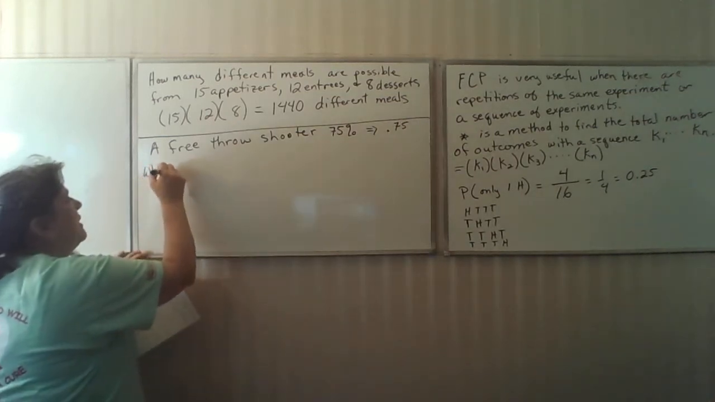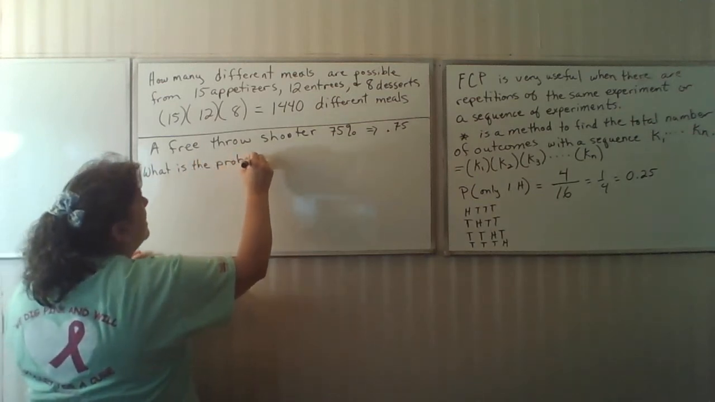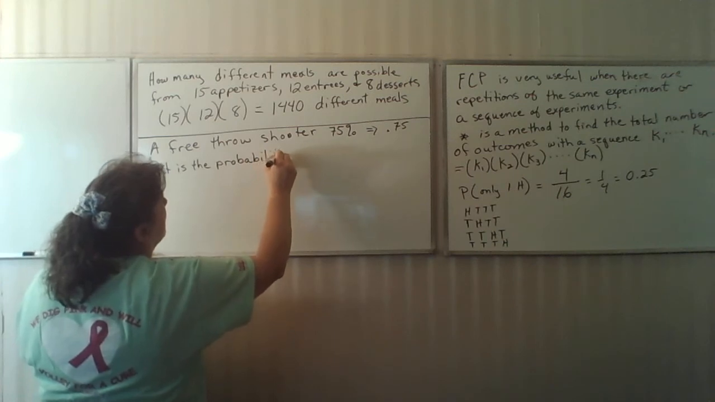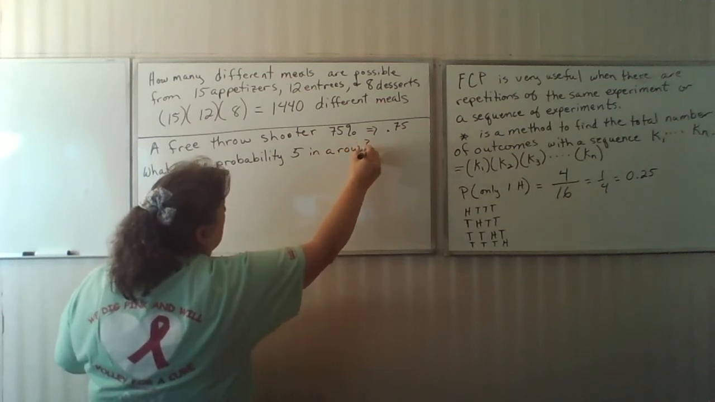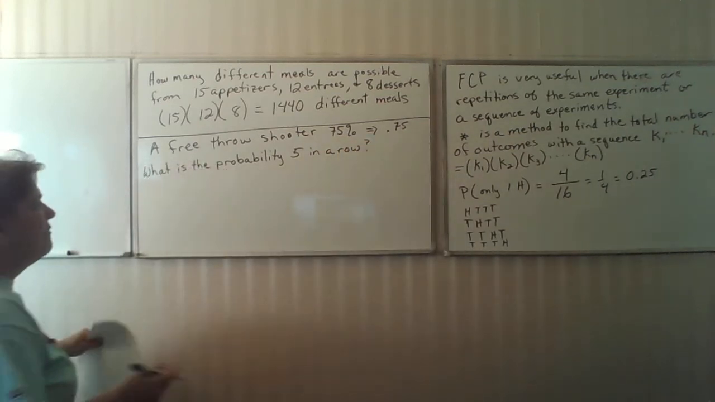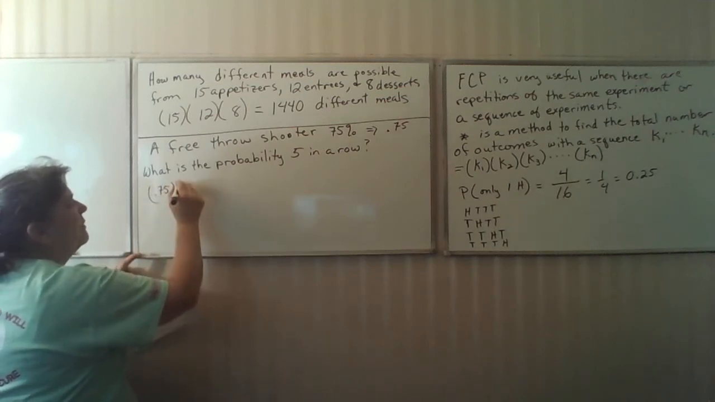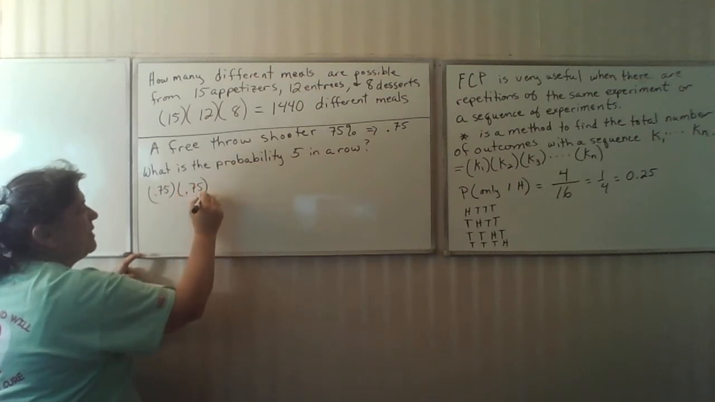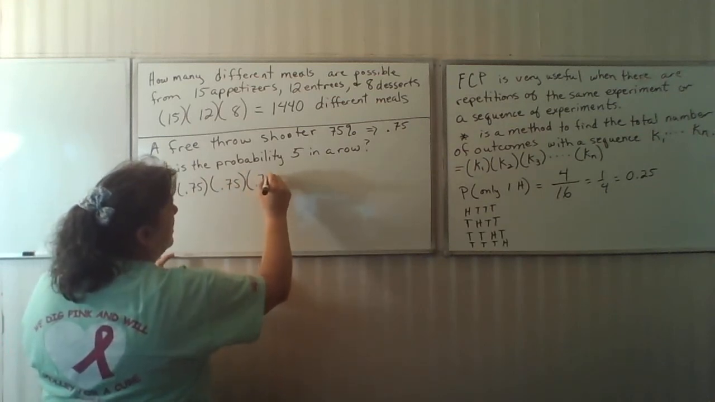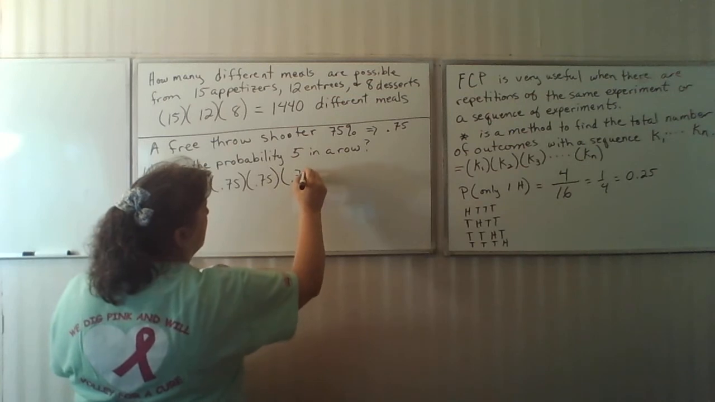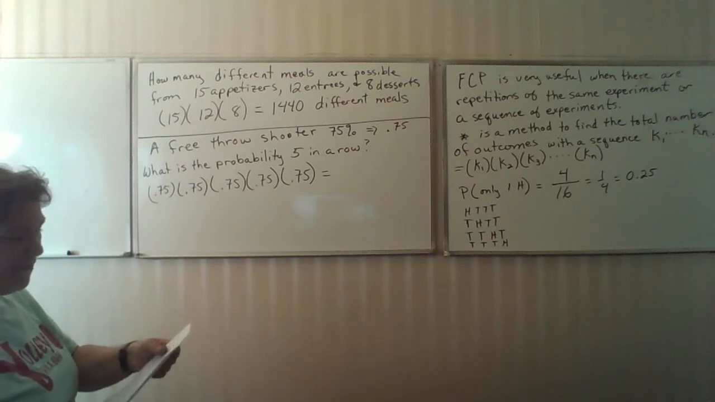What is the probability that he will make 5 in a row? Okay, so 5 in a row. He has a 75% chance of making the first one, a 0.75 chance of making the second one, the same thing for making the third one, and the fourth one, and the fifth one. So, we multiply all those together, and what do we find?